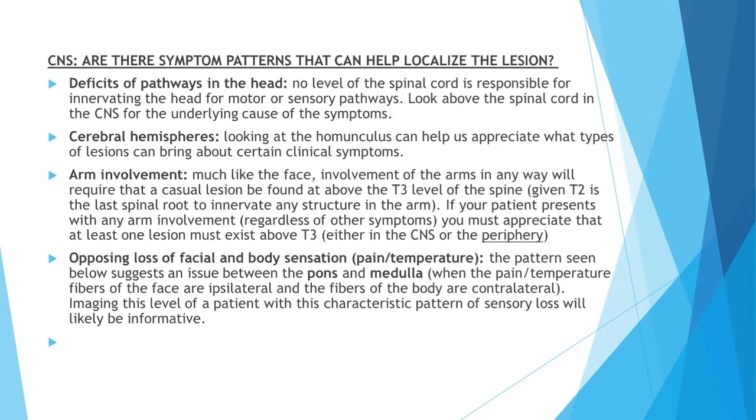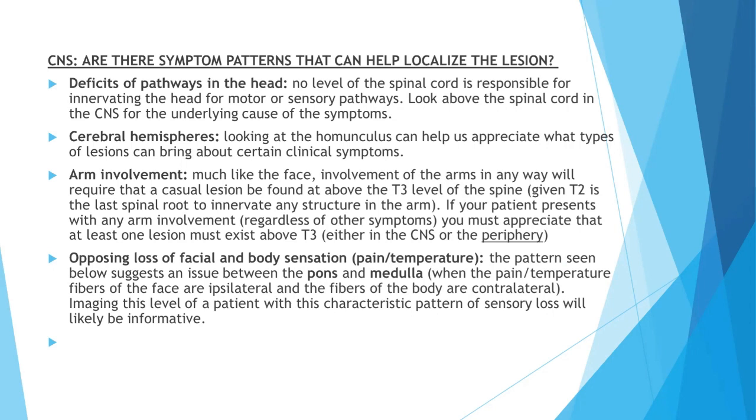So, are there symptom patterns that can help localize the lesion? For example, if there are defects of pathways in the head, no level of the spinal cord is responsible for innervating the head for motor or sensory pathways. So look above the spinal cord in the CNS for the underlying cause of the symptoms. Cerebral hemisphere: looking at the homunculus can help us appreciate what types of lesion can bring about certain clinical symptoms. We will discuss the cerebral hemisphere and homunculus in Neuroanatomy Fundamentals Part 2.